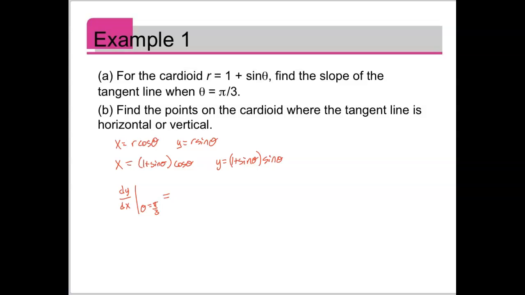All right, so for dy d theta, we'll go ahead and use the product rule. I'll take the derivative of the inside, which is just cosine theta, times sine theta, plus the derivative of the other term, 1 plus sine theta, times cosine theta, over dx d theta. You get cosine theta times cosine theta, and this is going to end up being minus 1 plus sine theta times sine theta, because the derivative of cosine is negative sine.